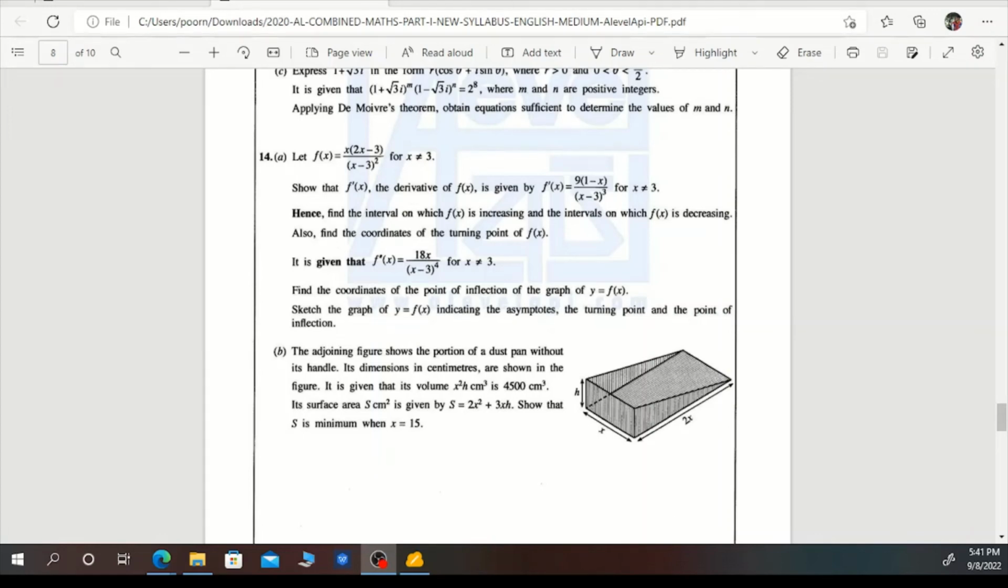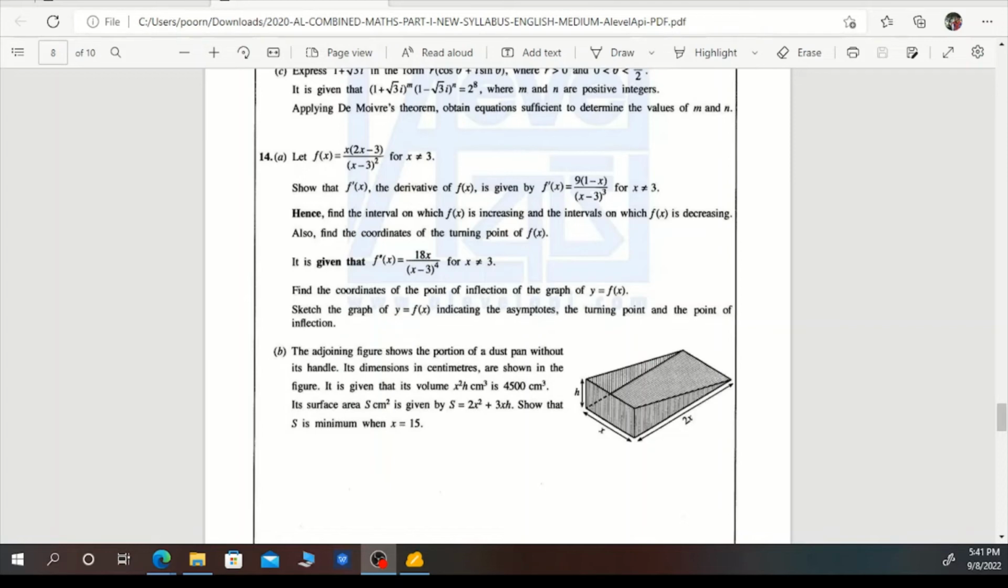Hello everyone. In today's video we are going to look at how to sketch the graph using differentiation. In this video I am not going to differentiate any function. I am only going to show you how to sketch the graph by using the given function and its first derivative.